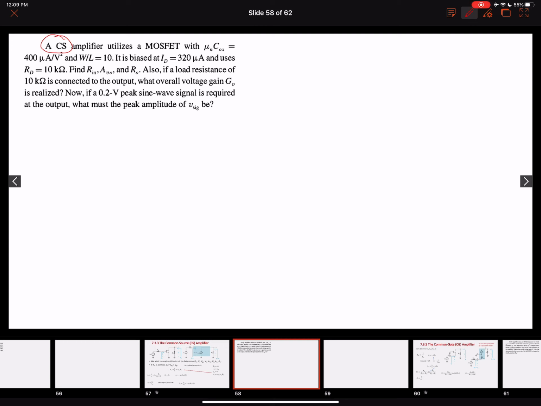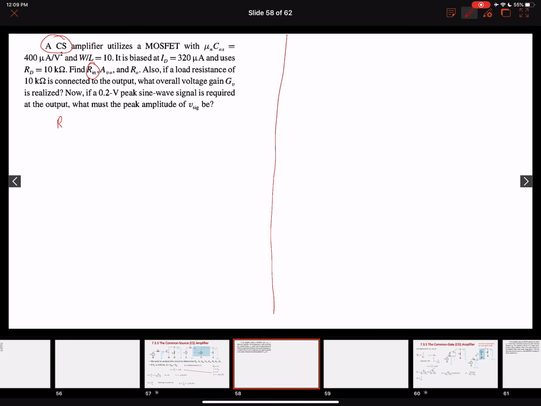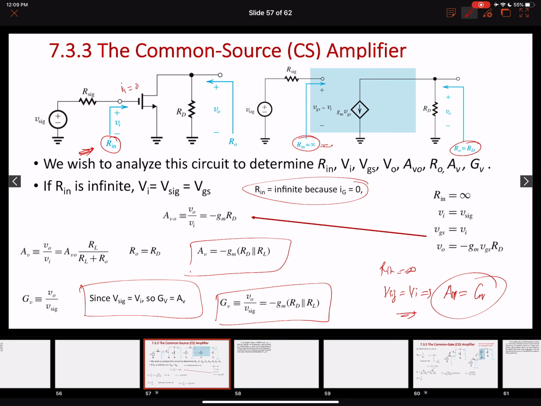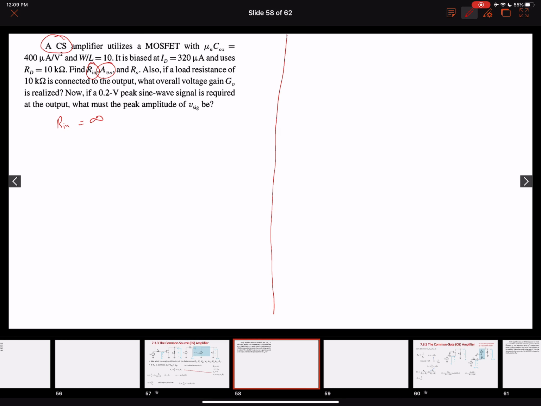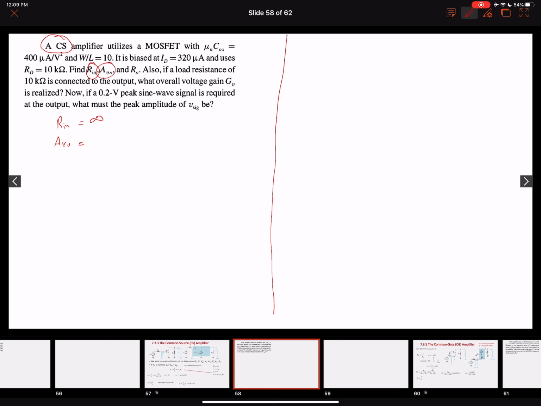Okay, so let's start with the first part. Let's start first with finding the value of the Rn. We know that in a common source configuration, since our gate current equals 0, our Rn will be equal to infinity. The second thing that we need to find out is the open loop voltage gain, AV naught. I can go back and check the AV naught. AV naught equals minus GM into RD. So I need to find out this value, minus GM into RD.